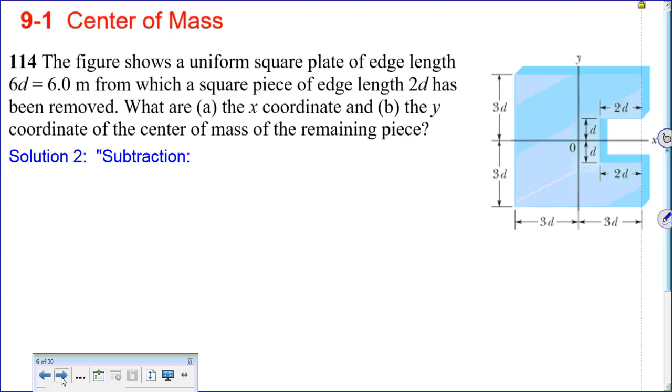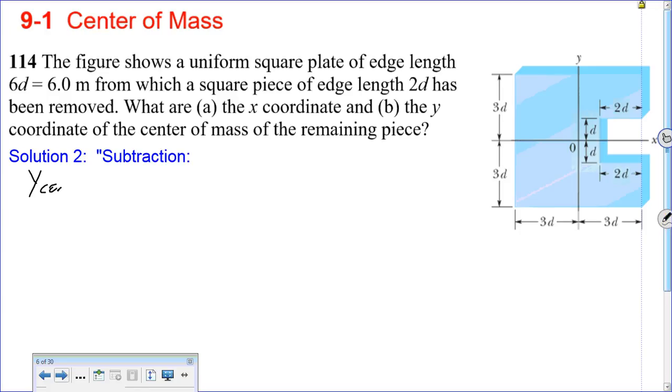So let me show you an alternative way of getting the same answer using a method called subtraction. All right? So what we're going to do here is this. Instead of picturing it as 8 little chunks, we're going to picture it as one big chunk, and then we're going to subtract out this little piece here. All right. Follow? Okay.